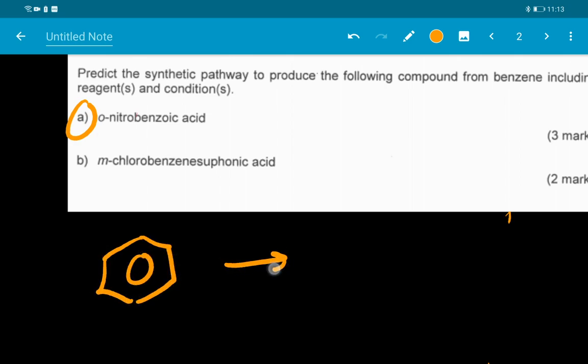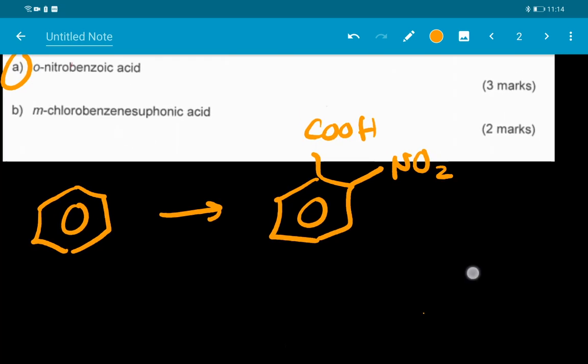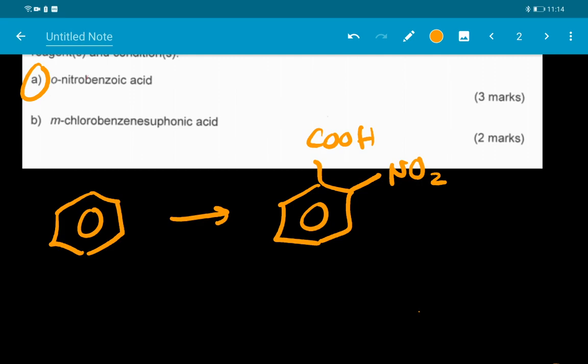We have benzene, and then the end product will be benzoic acid, which is COOH, while the nitro is positioned in the ortho configuration, which means it's 1, 2. For this question, it actually requires 3 steps of reaction. It's a little bit tricky because, again, you know how to insert the NO2. For the COOH, we'll have a different approach.